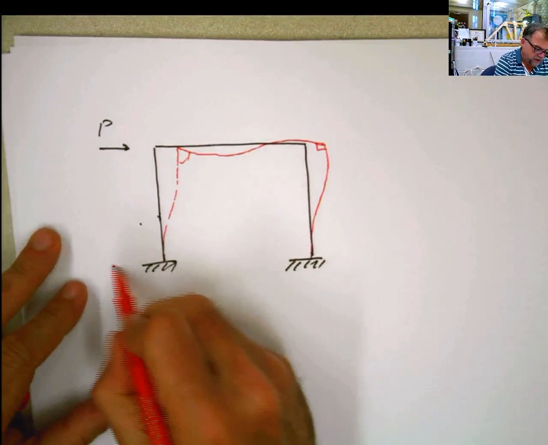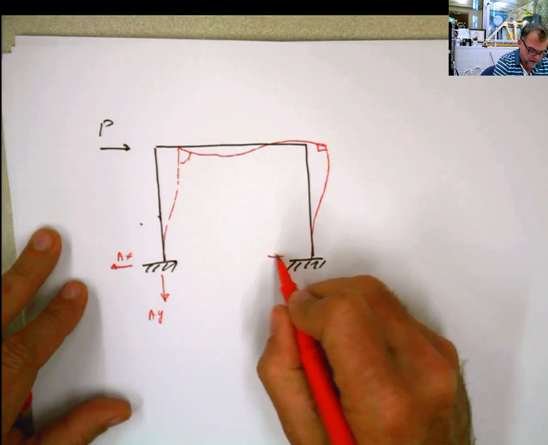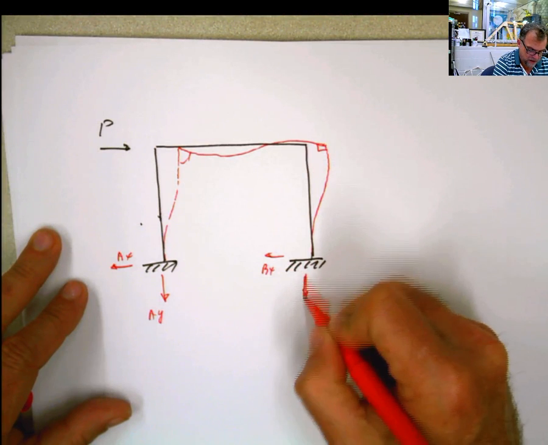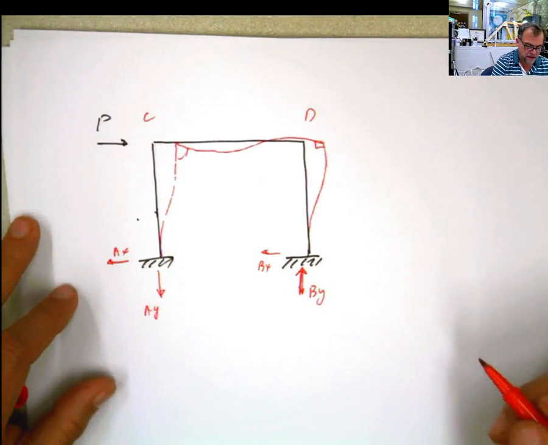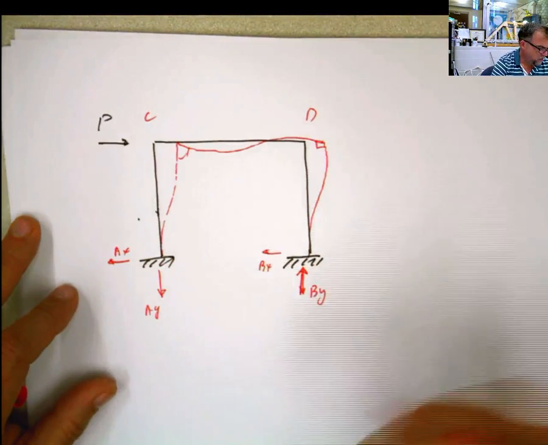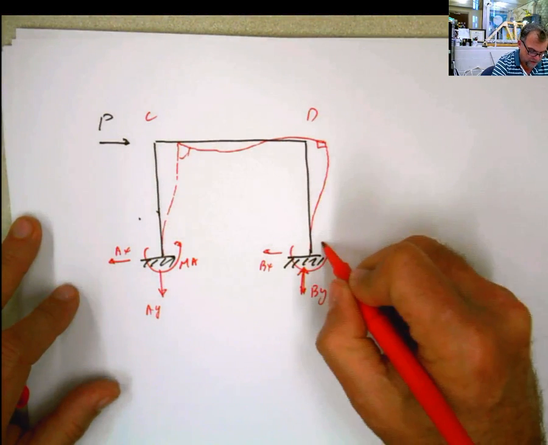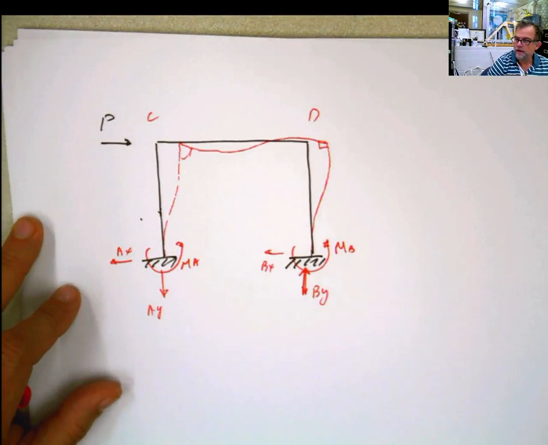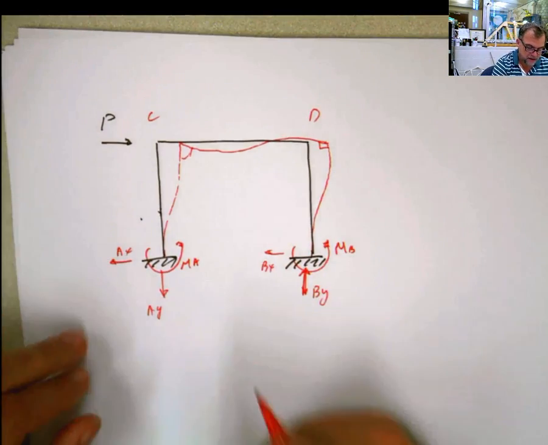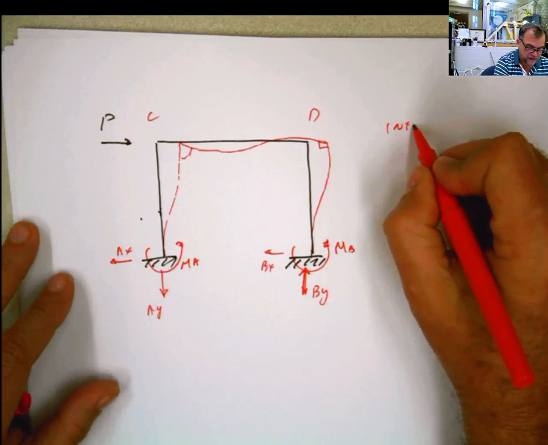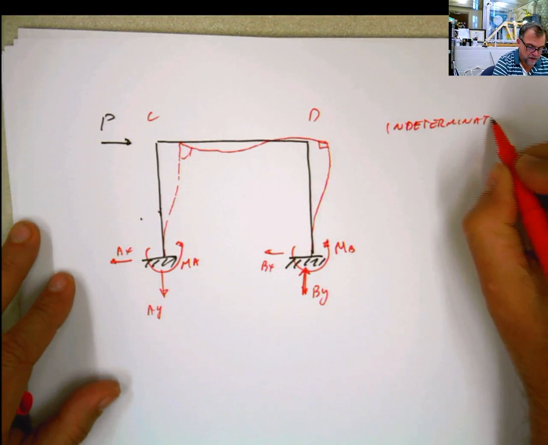Well, at this point you have AX, you have AY, you have BX, you have BY in this direction, and this point you can say is C, and this point you can say is D. And because this is a fixed support, you're going to have also a moment. I'm going to imagine the moment A here and the moment B like that. So you're going to have 1, 2, 3, 4, 5, 6 reactions and 3 equations. It's statically indeterminate of third degree of indetermination.